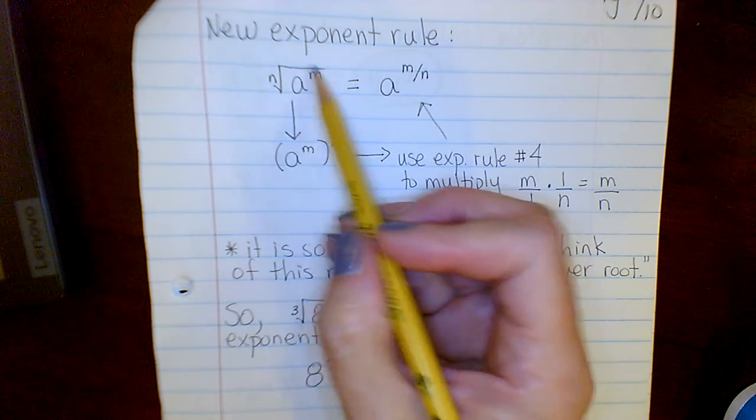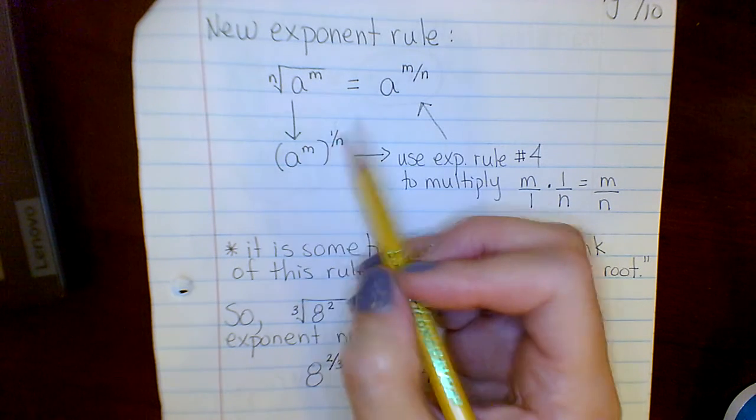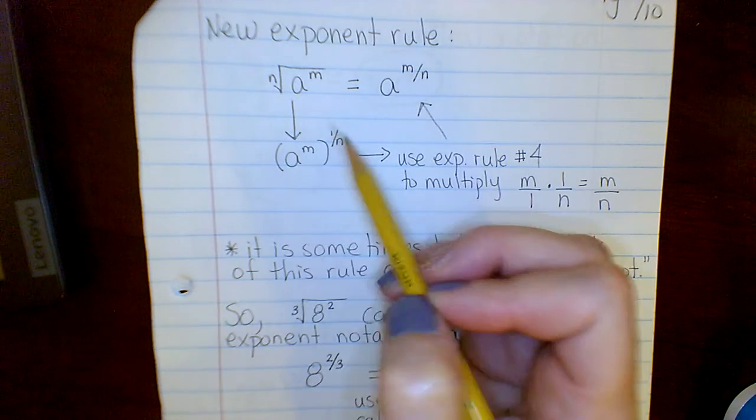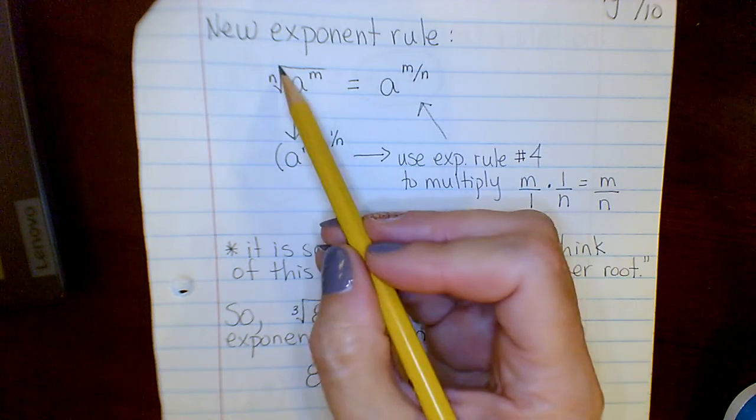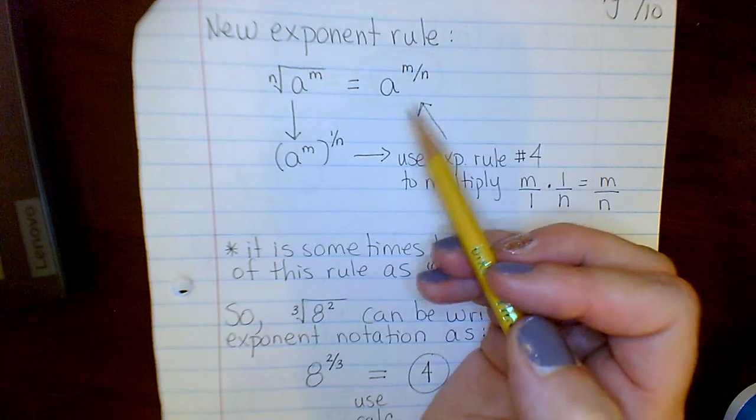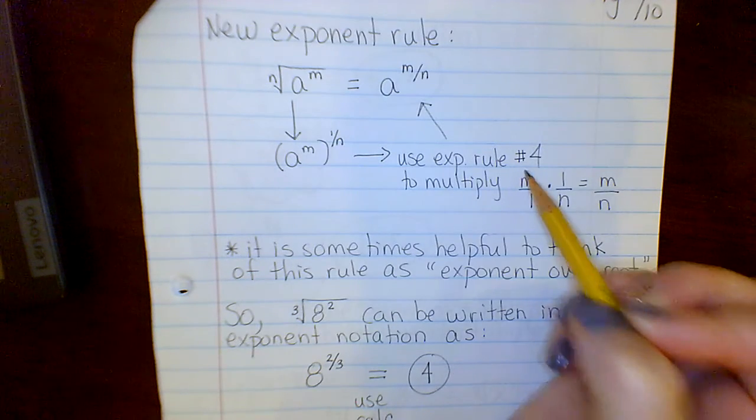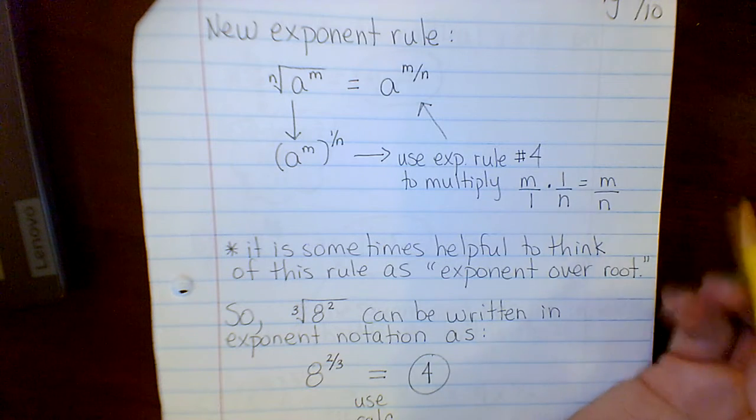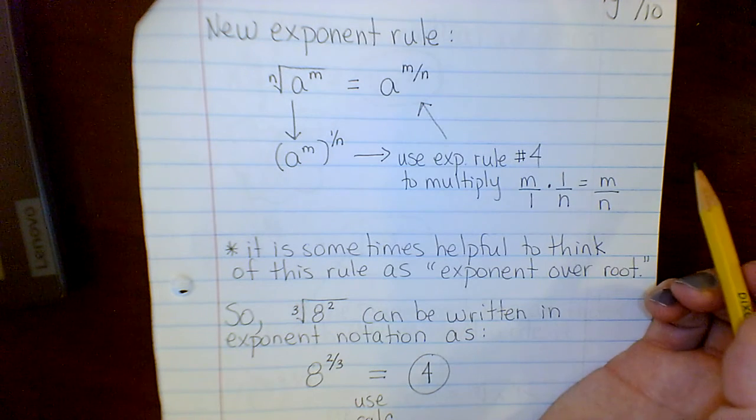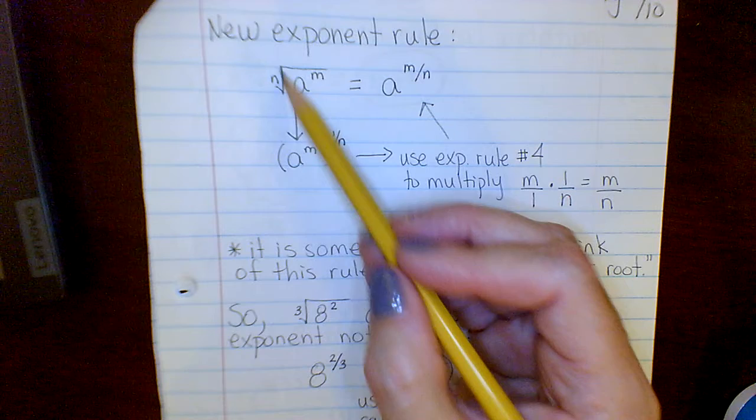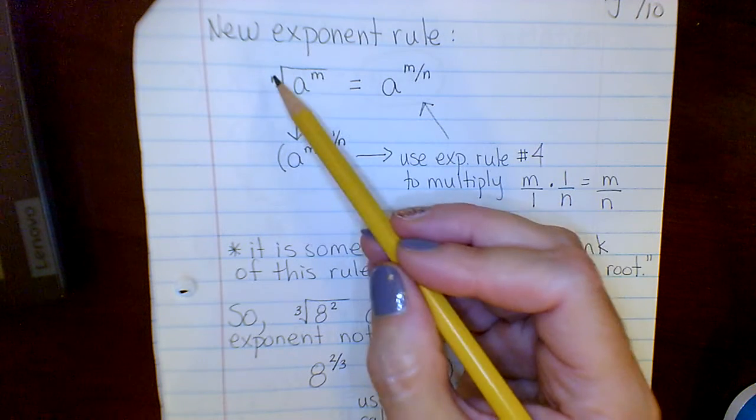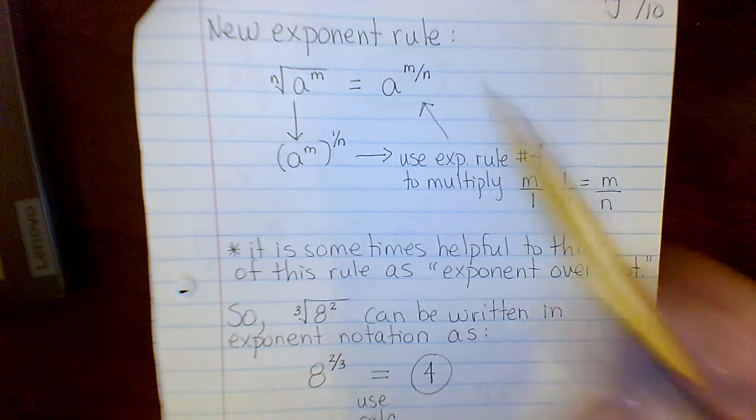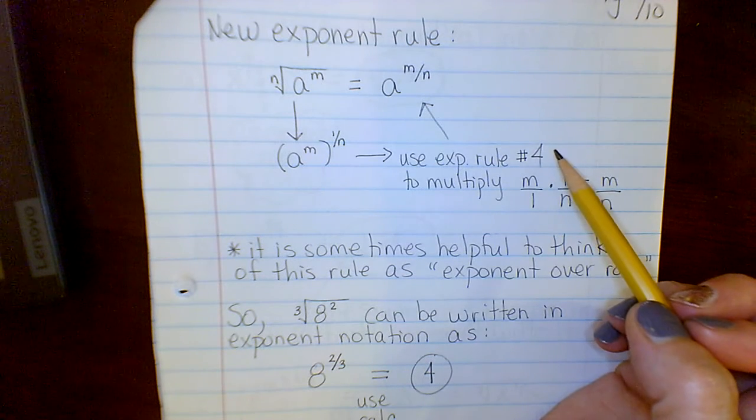Now, what this means is, remember how the nth root can always be the 1 over n power. Like the 4th root was the 1/4 power. The square root was the 1/2 power. So if I rewrote that as the 1 over nth power, and I use exponent rule number 4 that says I have to multiply these, I'm going to multiply m times 1 over n, and it's going to give me m over n. So that's where that comes from. It comes from the definition of rewriting these radicals in terms of exponents, and then using exponent rule number 4 that says if you have a power raised to a power, you multiply.